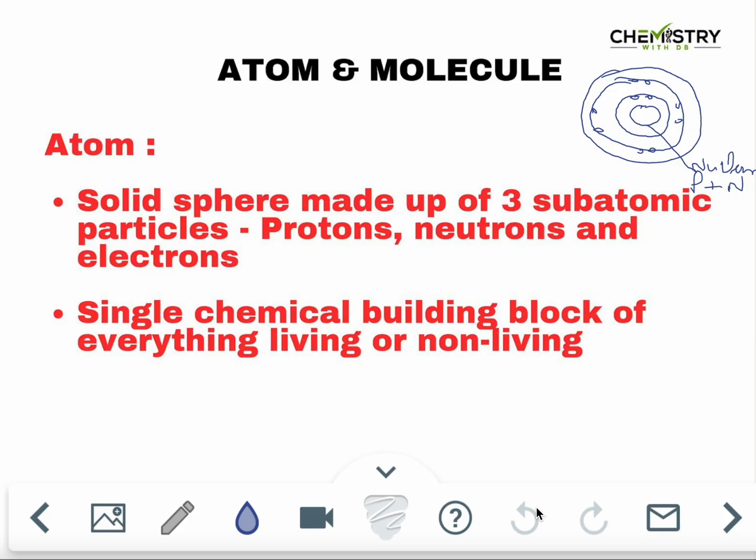Now, any species that you see around you, whether it's living or non-living, they are all made up of atoms, which we can call the bricks. Trillions of these single building blocks make up all living and non-living things.